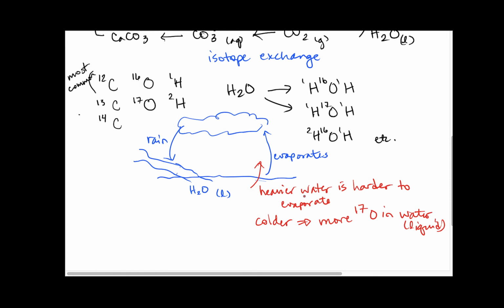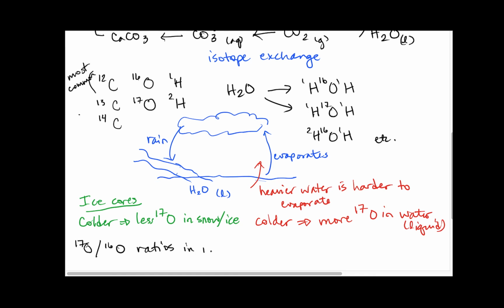And consequently, if we're looking at ice cores here, for a colder year, we're going to get less O17 in the snow and ice because it will be less likely to have evaporated and formed clouds and then fallen as snow or ice. So colder years are going to give us a smaller ratio of O17 in our ice cores, but a higher O17 ratio in our liquid water, which then would be found potentially in corals. And so we can get a pretty good sense. I mean, you can actually correlate these, right? So oxygen 17 to 16 ratios in ice cores and in coral track with temperature.